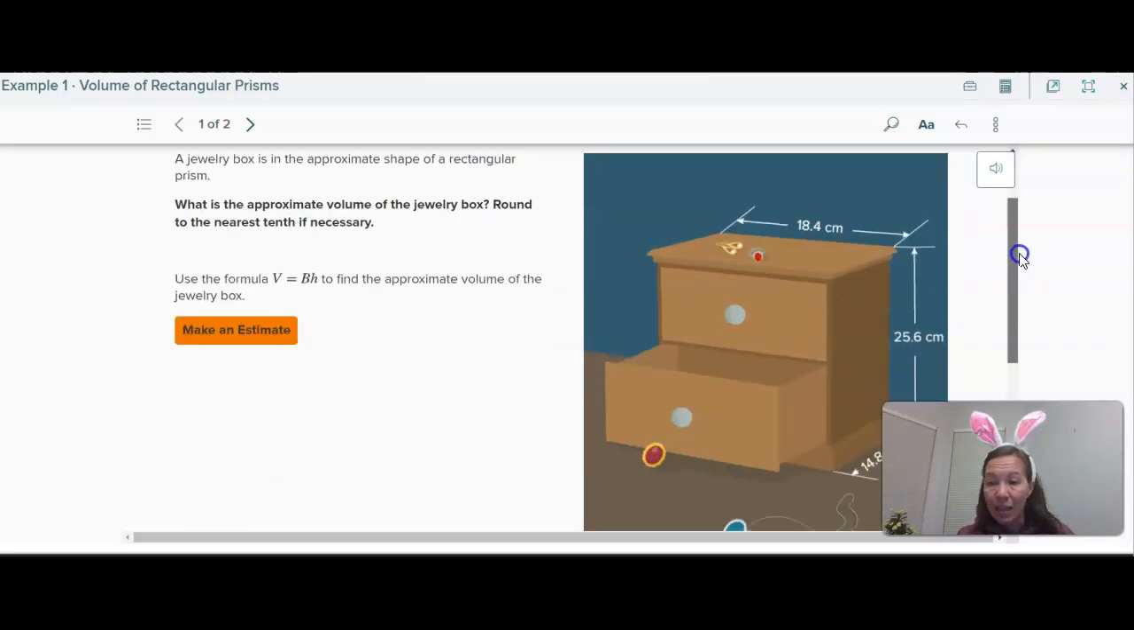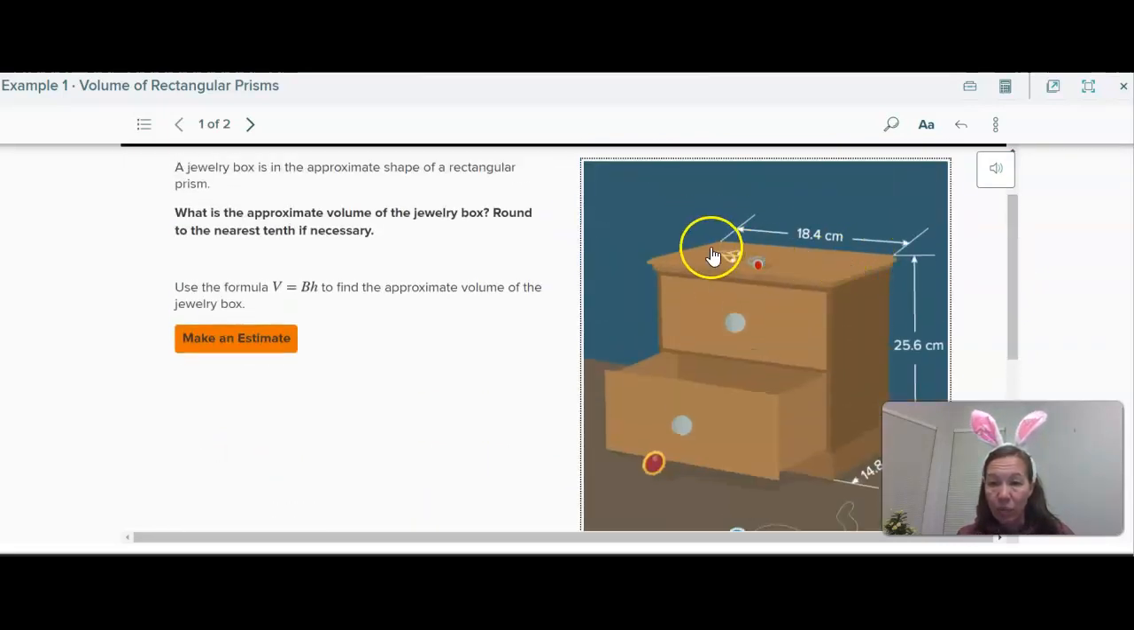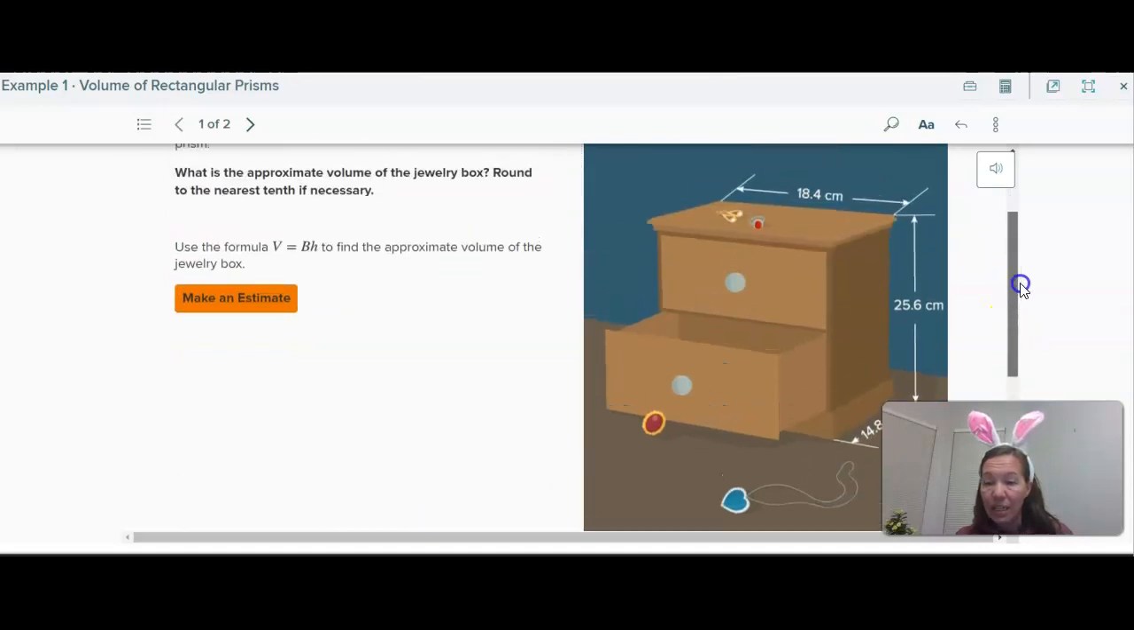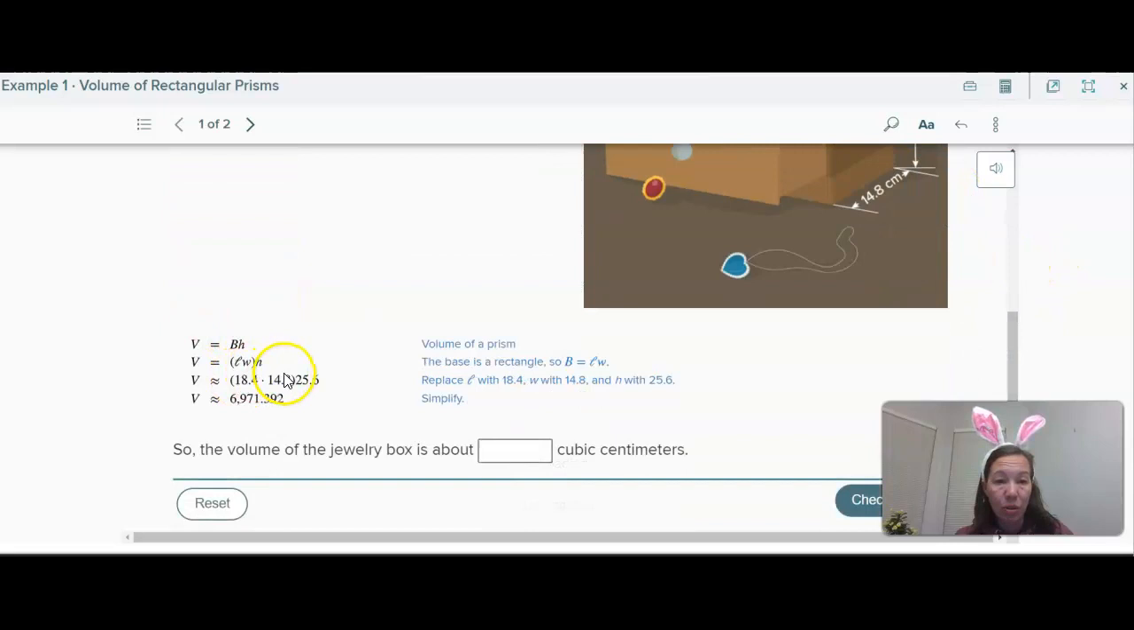Now, my length is 18.4. The width is this 14.8 if my ears aren't covering it. And then the height is 25.6, so the height from the ground up. So length, width, height, and all we're going to do is multiply all three of those numbers together. And we get large numbers because it's three things you're multiplying, 6,971.32. Now, since the unit used is centimeters, this is 6,971 cubic centimeters is what the unit is going to be.